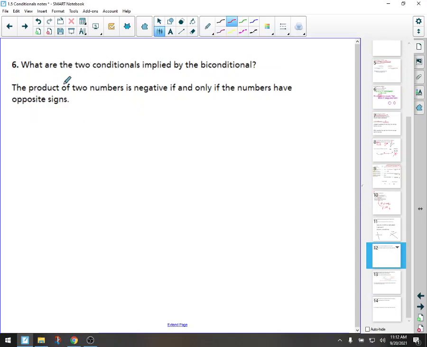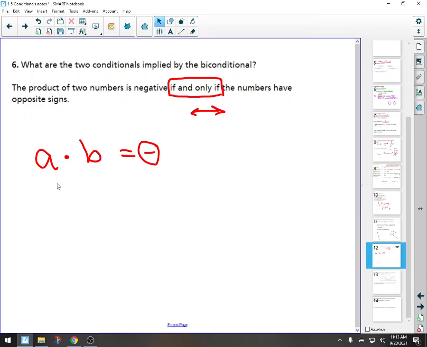All right, let's see. What are the two conditions? The product of two numbers is negative if and only if the numbers have opposite signs. So if and only if, that's our special double arrow. Product of two numbers. So let's do A times B, right? How do you get A times B to be a negative number? Well, okay. How do I get A times B to be a negative number? So, have you figured out some situations where that is?